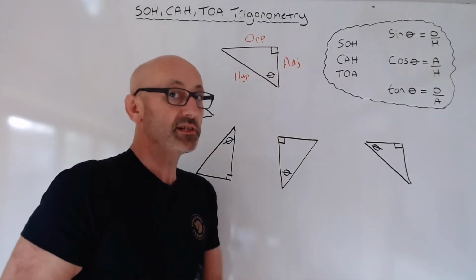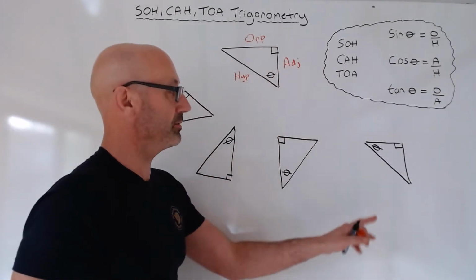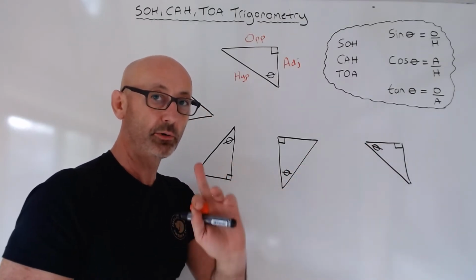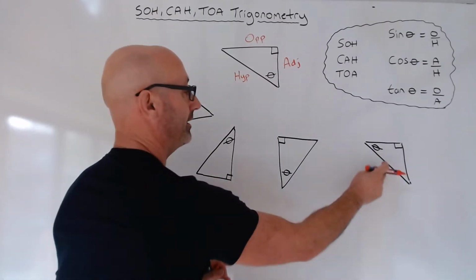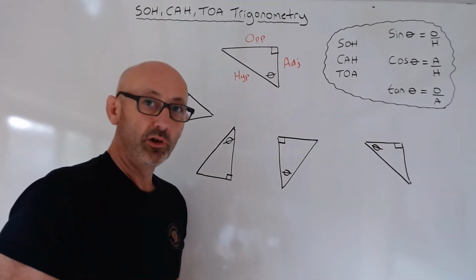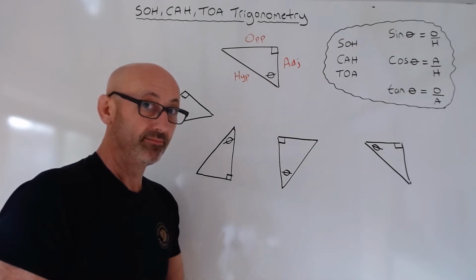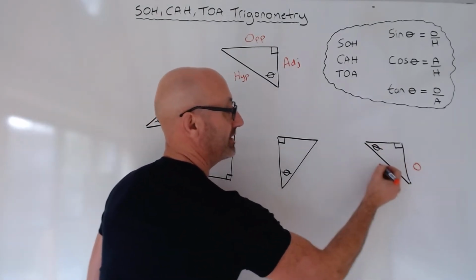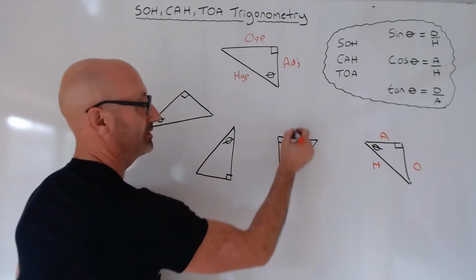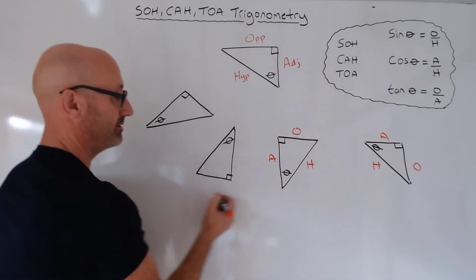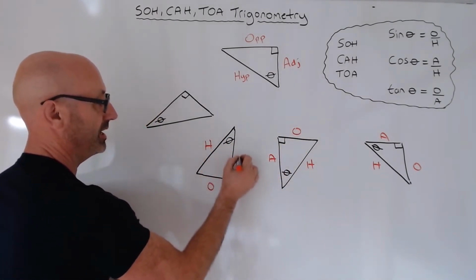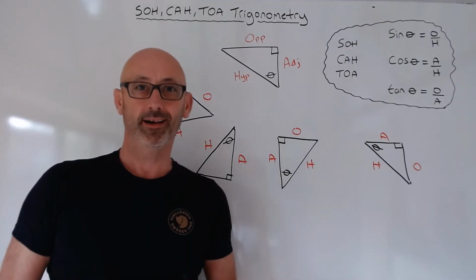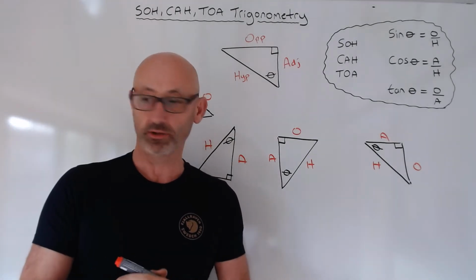So the first thing you need to be able to do is to label them opposite, hypotenuse and adjacent. So I want you to pause the video and try and label all these 4. Right, let's see if you got it right. Opposite, adjacent, opposite, hypotenuse, adjacent, opposite, hypotenuse, adjacent. Did you get those all right? I kind of hope you did.